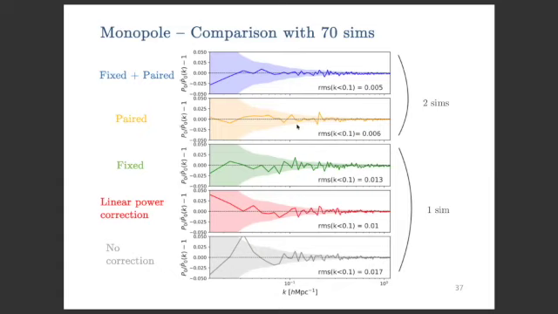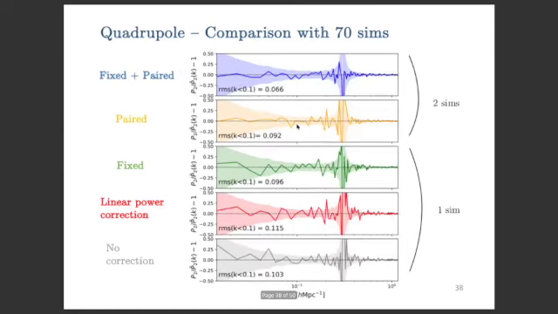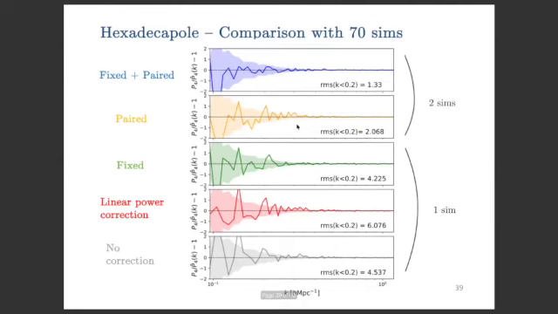And we see that the best method is the fixed plus paired simulations, whose RMS error is roughly 3 times lower than that of the simulation with no sampling variance correction. And similarly for the quadrupole and the hexadecapole. You see the hexadecapole is quite noisy and difficult to model.